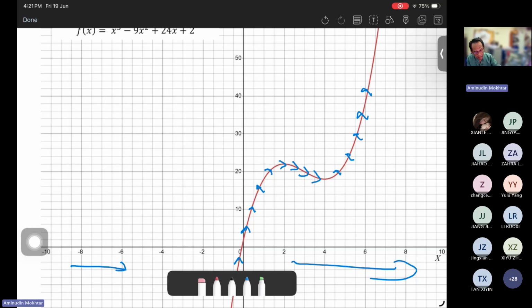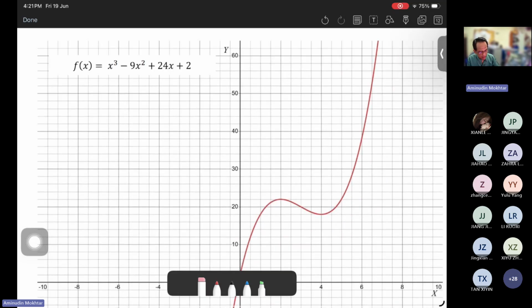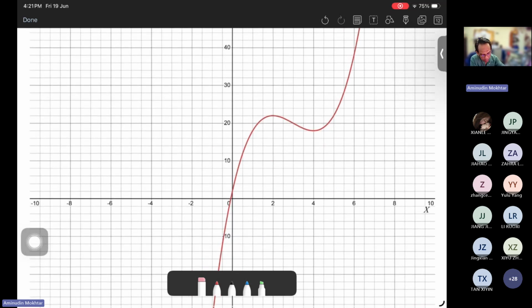Now I will show you how to find the slope of the function, and how to find the critical point in order to determine the area where the function is increasing or decreasing. For example, from this graph we can clearly see one point here, and a second point here, when x equals 2 and when x equals 4.